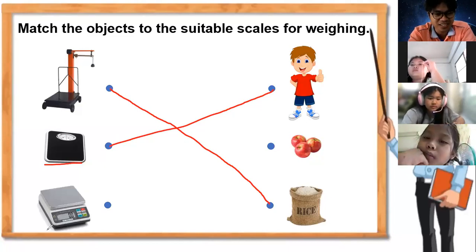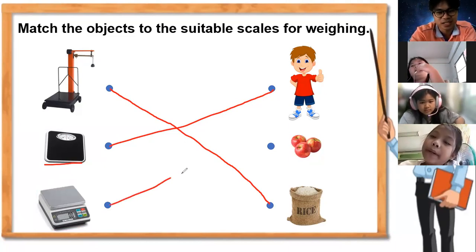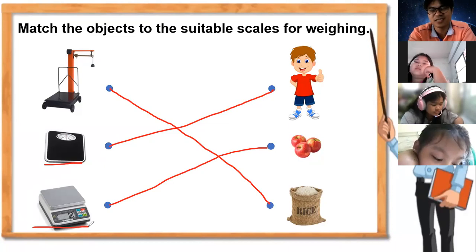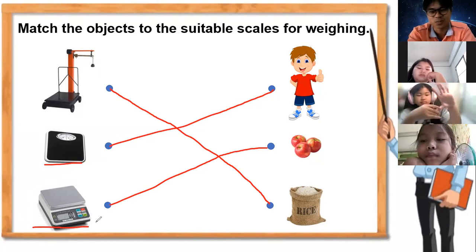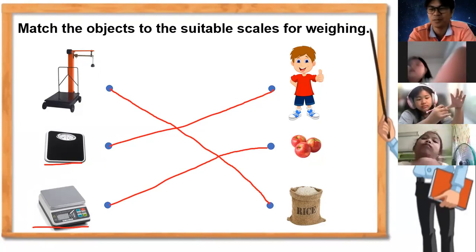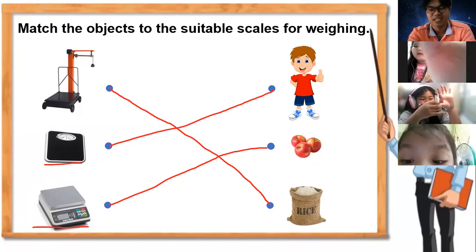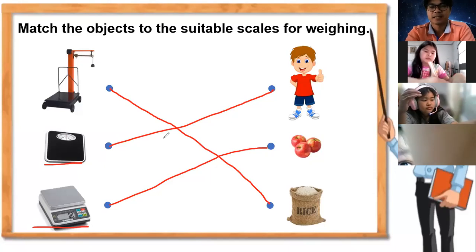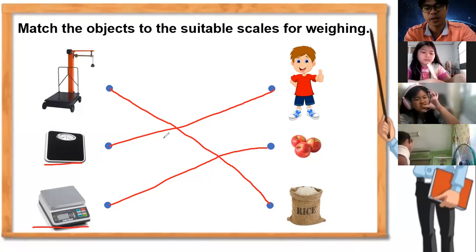And the last one, this one. Yeah, this is digital, right? So we can see this weighing scale in the market or in the grocery stores. Just put the apple here, and on this digital scale you can see the number, how many kilograms the apple is. Okay, so these are the examples of how to choose the appropriate weighing scale according to the objects that you're going to weigh.